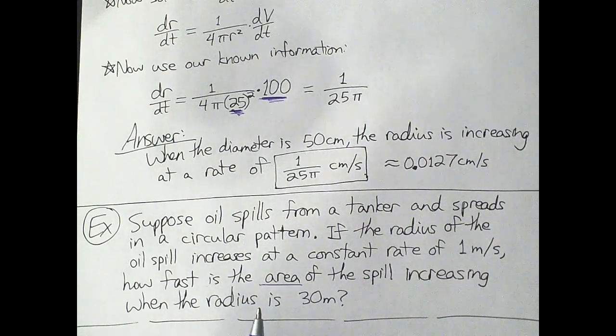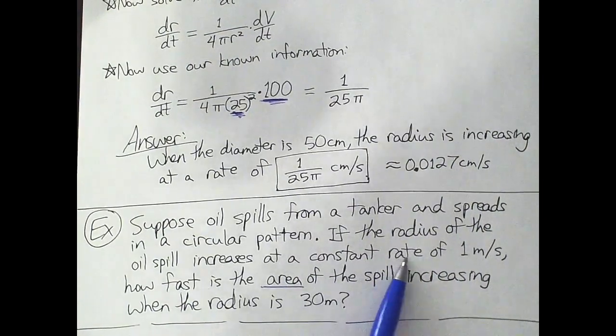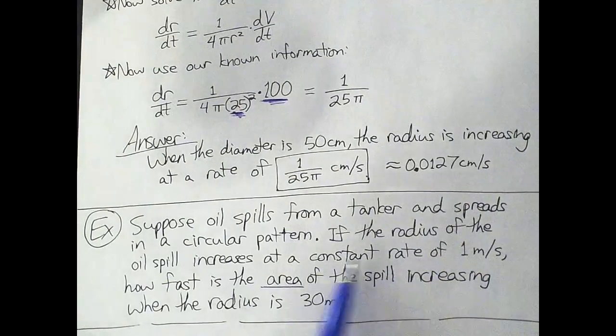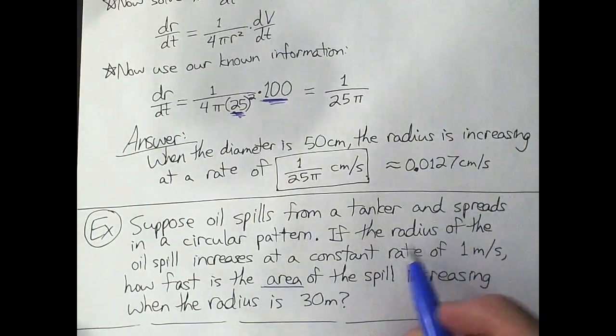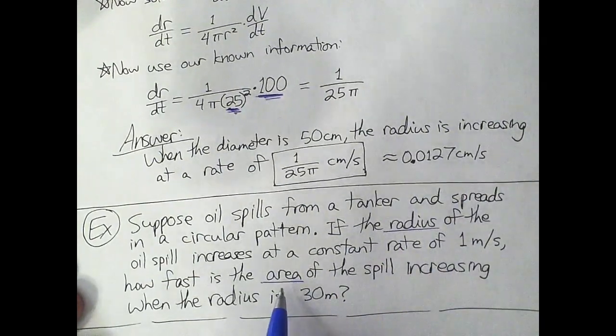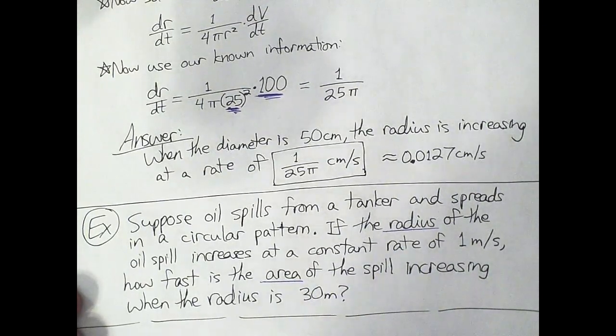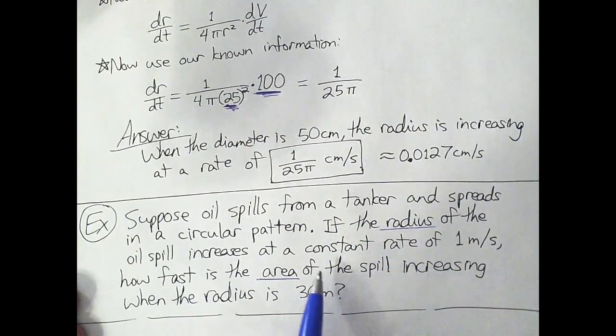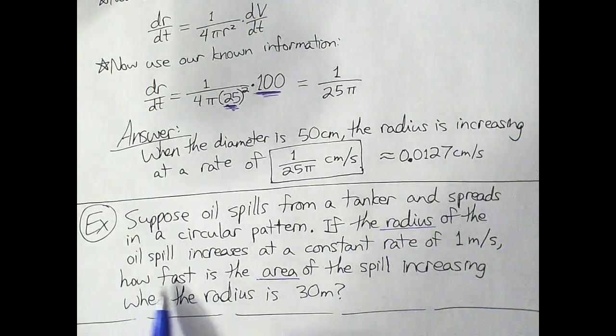It looks like this problem doesn't really have the word rate. I guess the balloon problem had the word rate. Oh, it does have the word rate. It's right there. Anyway, we're interested in the rate of change of the radius and the rate of change of the area, right? Those are the two things. One of them says rate, one of them just says how fast. That's the same idea. How fast is it increasing? That is, what is the rate of change?